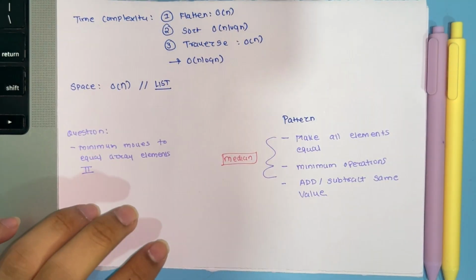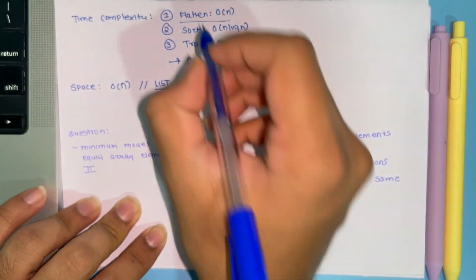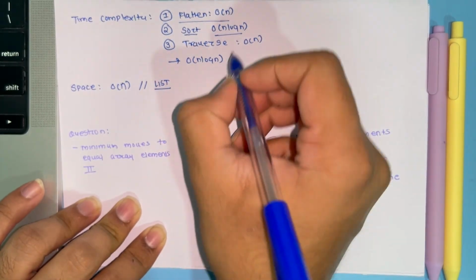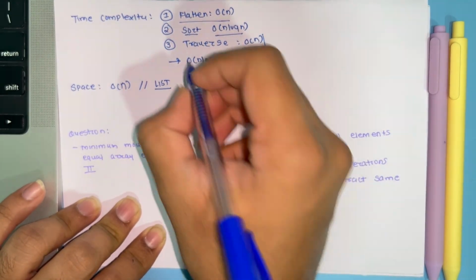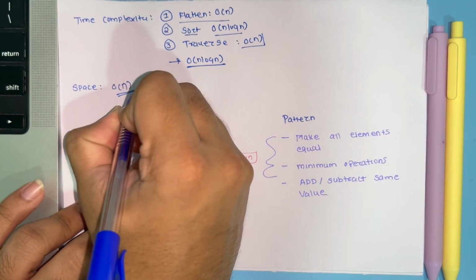Okay, let's go through the time complexity. For flattening the list, it will be order of n. For sorting, order of n log n. And for traversing, it is order of n. So total, it will be order of n log n. And for the list we are taking, the space will be order of n.